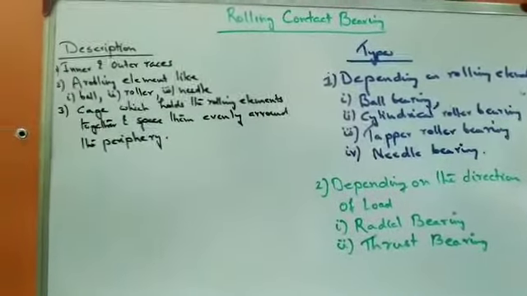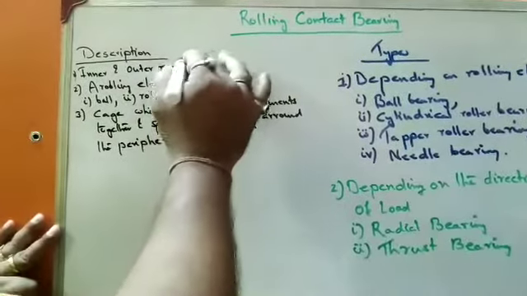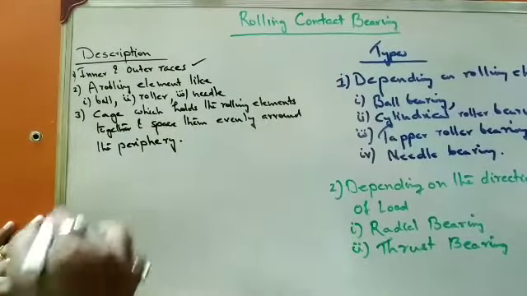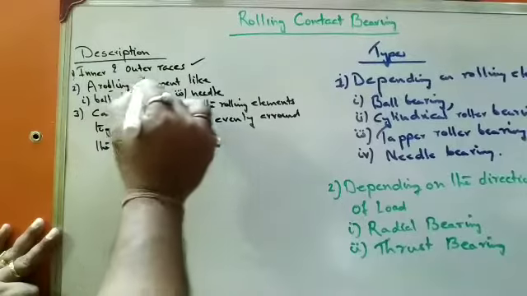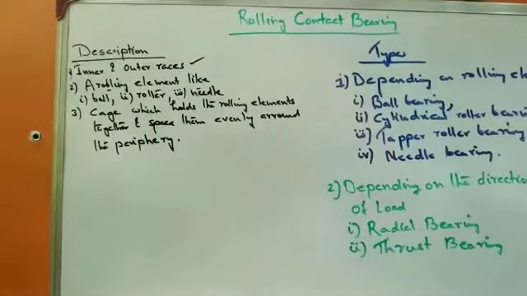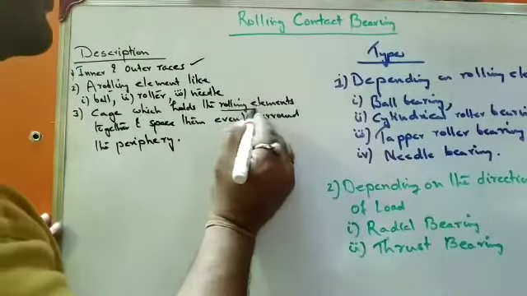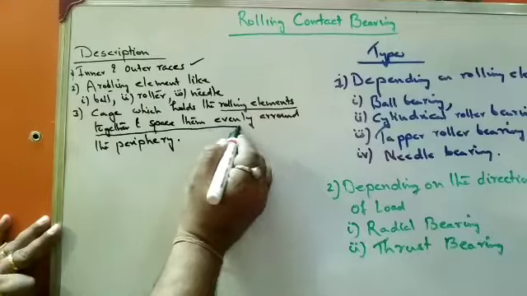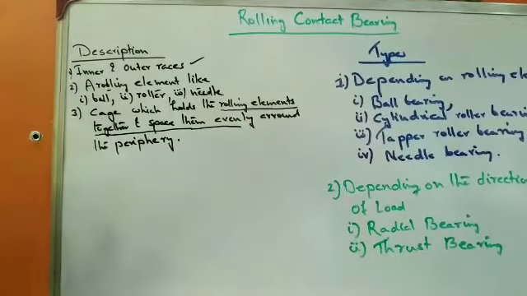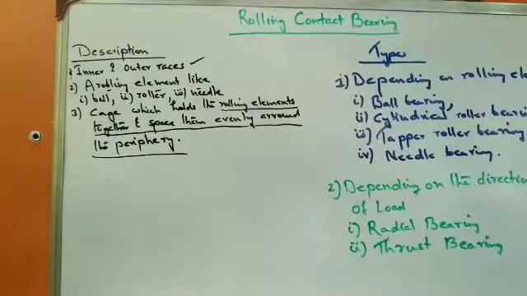bearing. If you see the description of a rolling contact bearing, it consists of an inner and outer race, a rolling element, the object which is rolling inside, that can be a ball, a roller, or a needle, and a cage which holds the rolling elements together and spaces them evenly, so that one rolling element does not come in contact with another, evenly around the periphery. So these are the components of a rolling contact bearing.